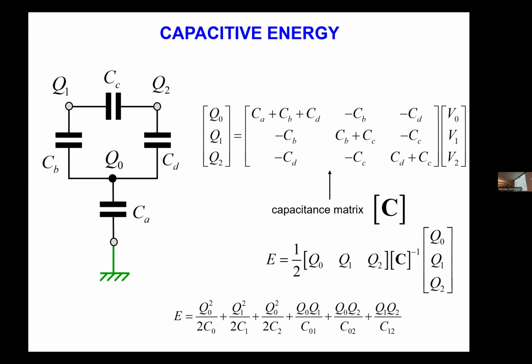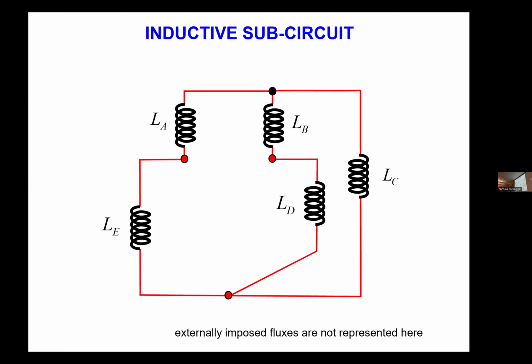So after finding the capacitance matrix, which on the off-diagonal elements contains the opposite of the capacitance between the two nodes here, by inverting this matrix, you can write the energy, and once you have the energy, you can use it in your Hamiltonian. And this will be the way you compute the capacitive part of the Hamiltonian. Now, the inductive circuit, well, in principle, you have to do the same.